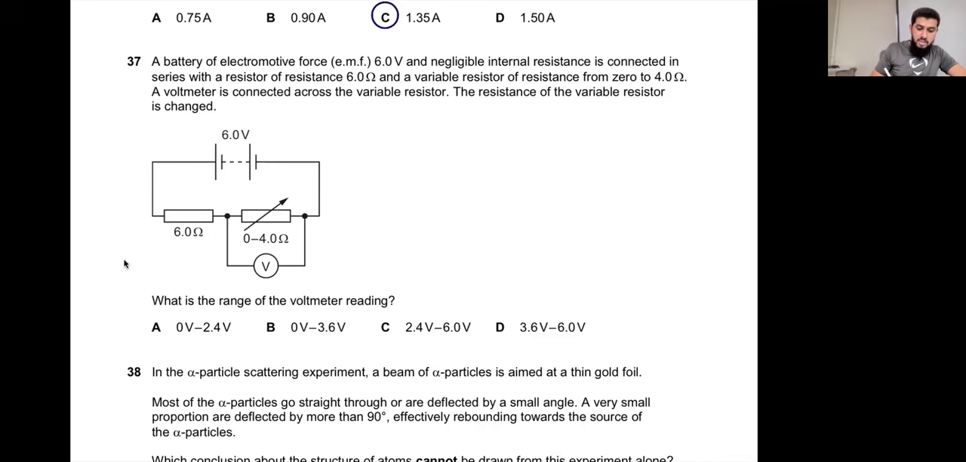So when the variable resistor is at 0 ohms, the reading on the voltmeter would be 0 volts, because there is no resistance, there will be no potential drop. It has to start off with 0 volts, so either A or B. When it is at 4 ohms, let's work it out: 4 divided by total resistance, which is 4 plus 6 ohms, multiplied by the EMF, which is 6 volts. So this gives you 2.4 volts.